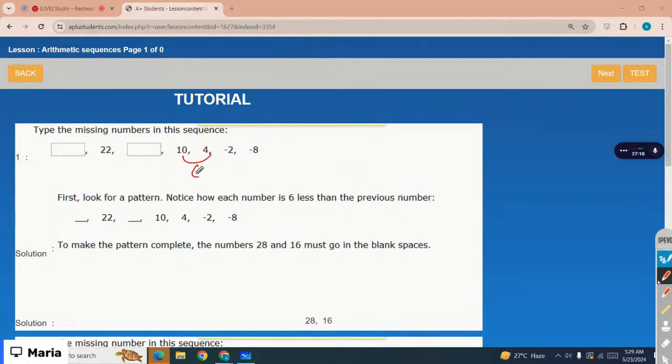10 minus 4 is 6. 4 minus 6 is negative 2. That means you are going to subtract 6 every time to get the next number, right? So for the previous one, you need to add 6. 10 plus 6 is 16. And 22 plus 6 is, sorry, 28. The correct option is 28. So the missing numbers are 28 and 16.